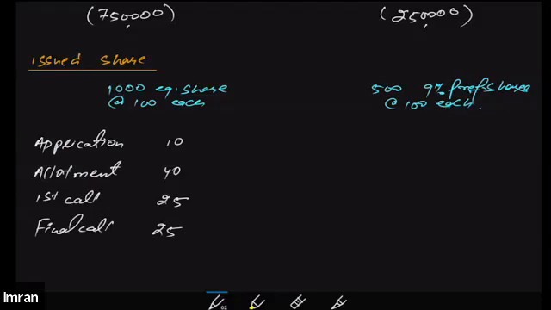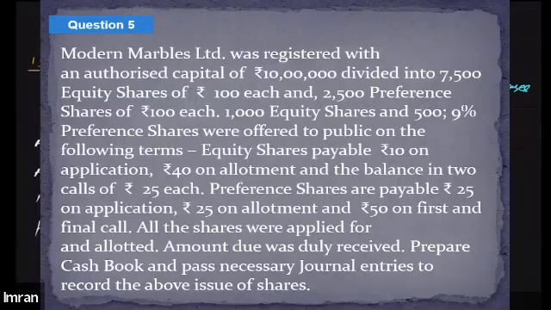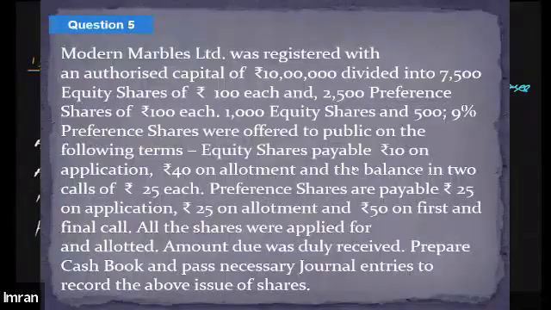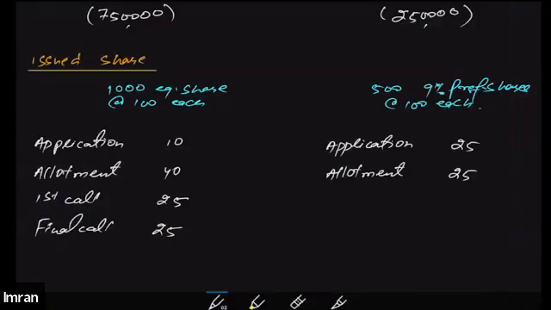Okay. But in case of preference share, question says that against preference share, we will be receiving 25 on application. On allotment as well, we will be receiving 25. All right. And 50 on first and final call. So there are only 3 installments in this case, first and final call, remaining 50 rupees.